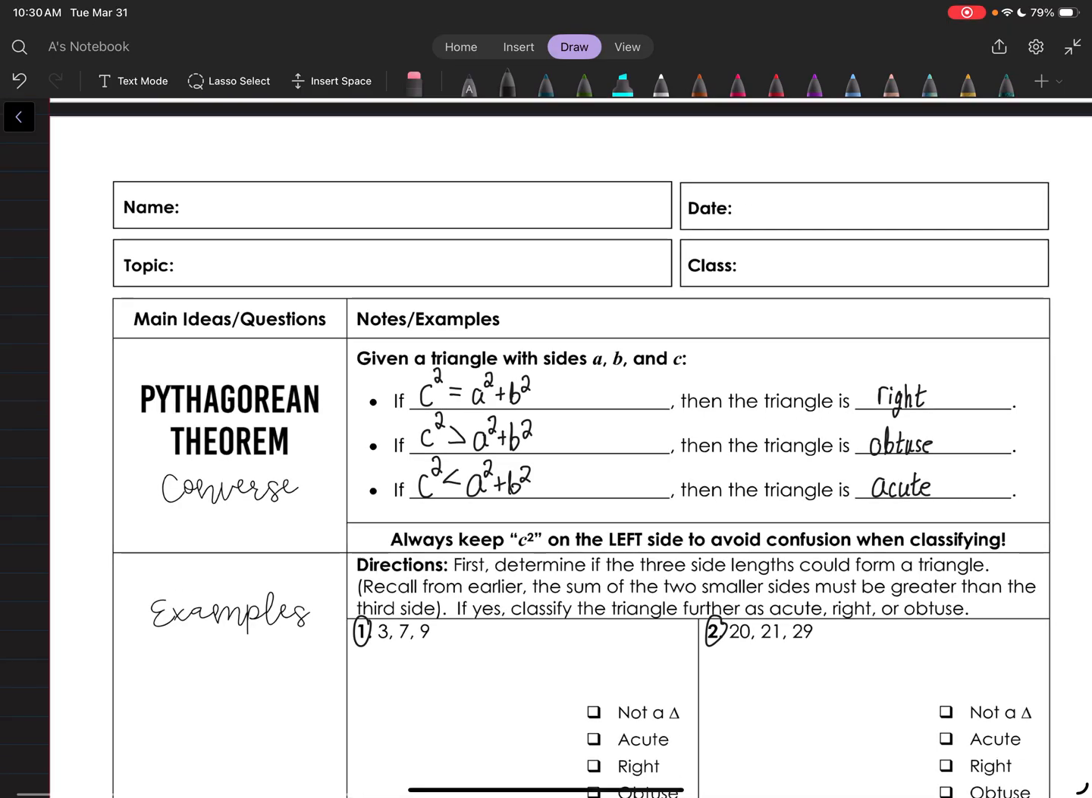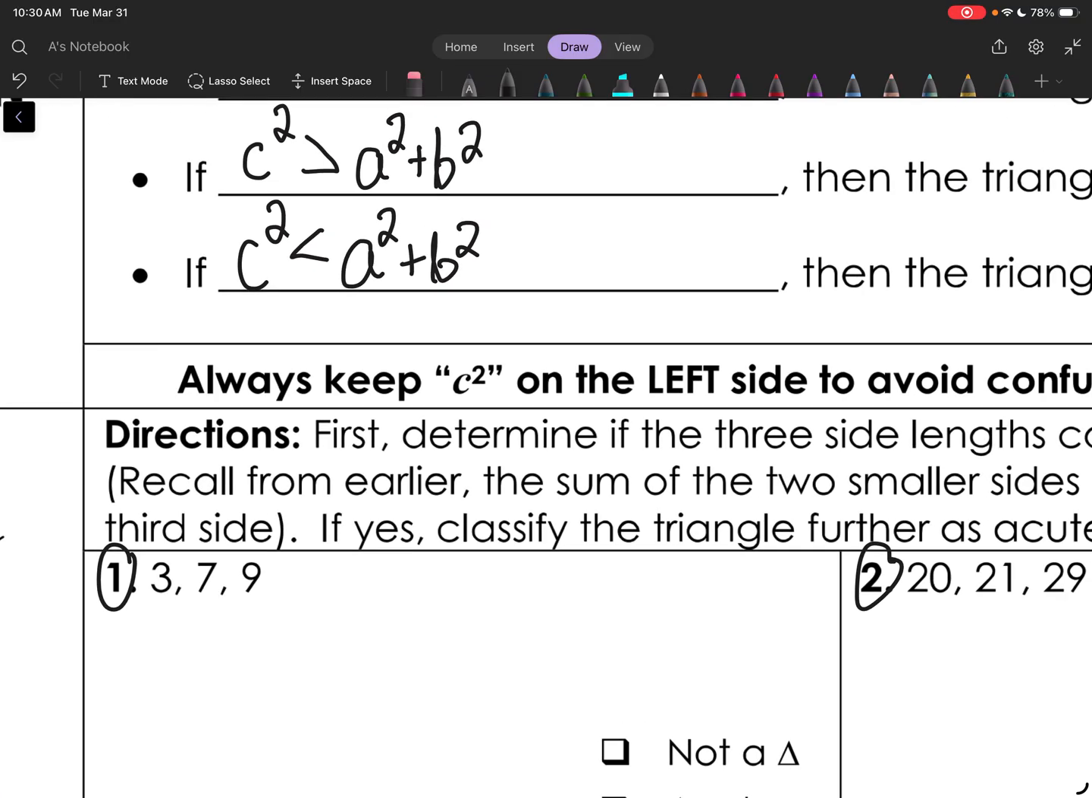The Pythagorean theorem converse. This is really easy if you know how to use it. If your hypotenuse squared, supposed hypotenuse squared, the C side, the largest side, is equal to the smaller two sides summed together squared, it is a right triangle. If it's greater than, it is obtuse, and if it's less than, it is acute. The first thing you have to do for these problems, make sure you actually have a triangle. The biggest side has to be less than the sum of the two smaller sides.